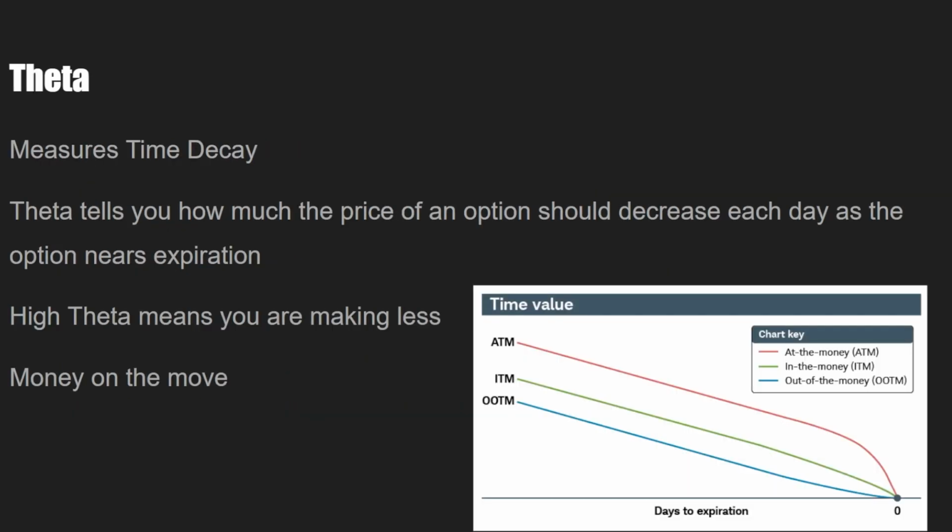So next you have theta, and theta measures time decay. It tells you how much the price of an option should decrease each day as the option gets closer to expiration. When theta is higher, this means you're making less on the move. On this little diagram on the right, you can see the difference in time decay compared to what type of contract you're choosing, whether it's at the money, in the money, or out of the money. You can see that out of the money contracts have a higher time decay, which means that you're losing more money each day as it gets closer to expiration compared to a contract that's at the money.